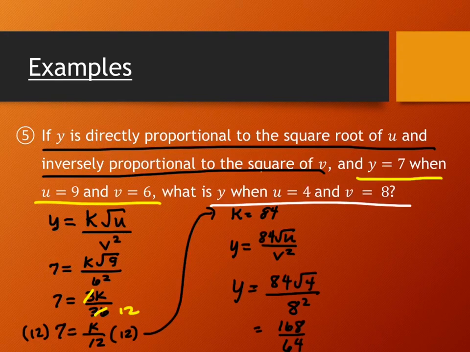I can either divide these and write them as a decimal because it does end up being terminating, or I could write them as a simplified fraction. If I simplify the fraction, I get 21 over 8. If I simplify it as a decimal, I get 2.625. And either of those would be perfectly acceptable answers.